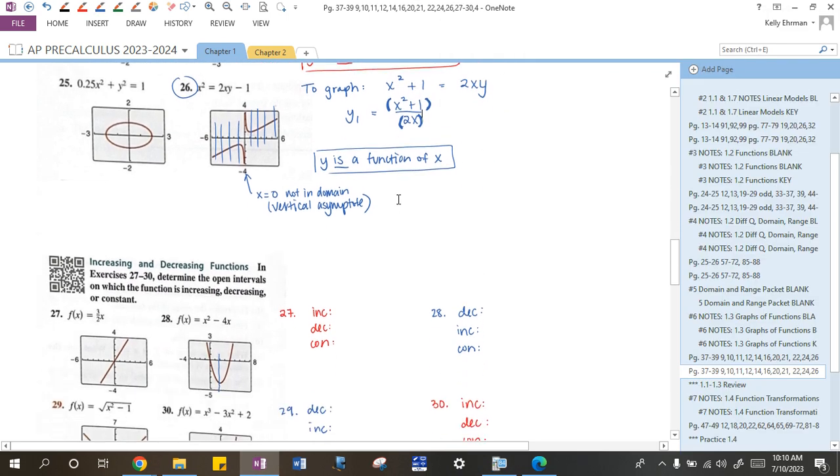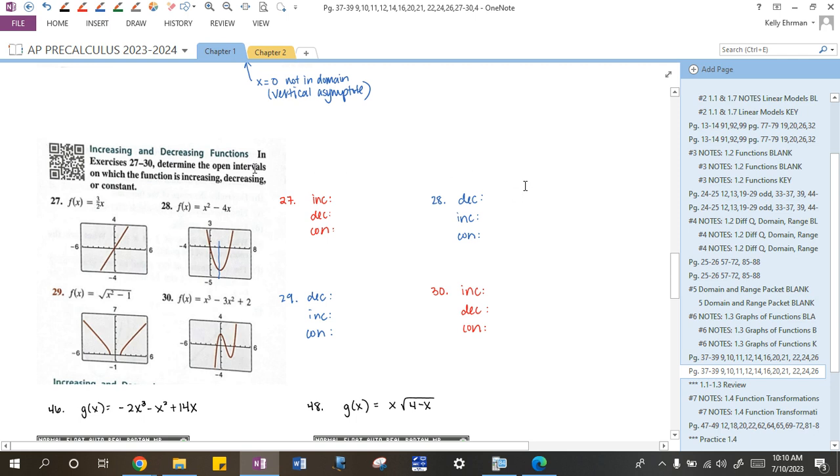Okay, increasing and decreasing functions. Determine the open intervals. That means parentheses only, so no endpoints. When we say open interval, we're saying don't consider endpoints or turning points on which the function is increasing, decreasing, or constant. Remember to use x values only. 27, you have to go left to right. It's increasing the entire way. So that's for all real numbers. And that just means there's no decreasing, no constant section.